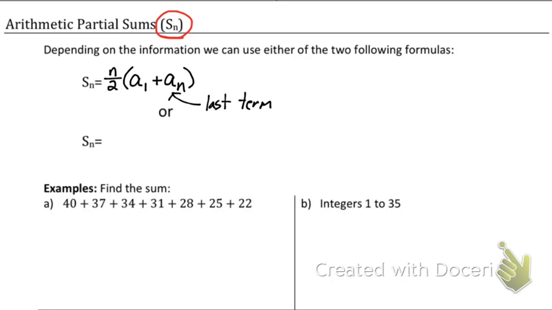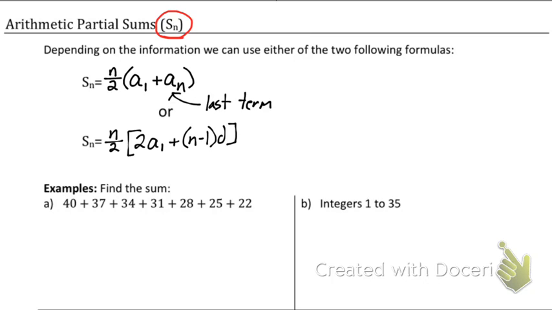And just because it is true, there is another formula, and that is n divided by 2 times 2 times our first term plus n minus 1 times our common difference. I am never going to use this with you. I'm never going to use the second one. I'm always going to use the first one.